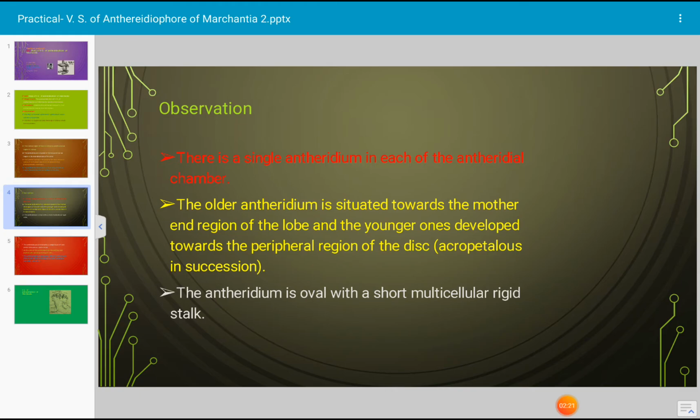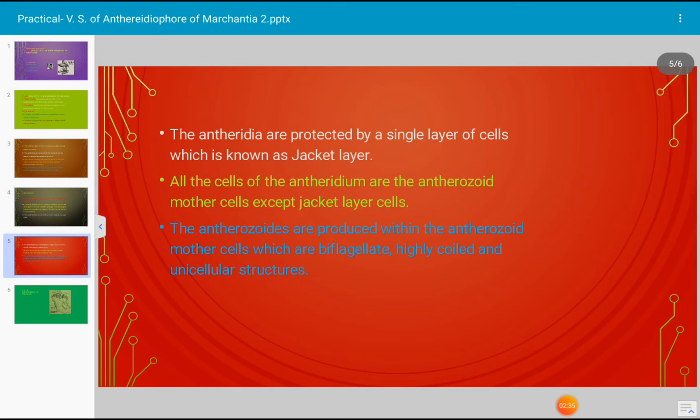The development is acropetalous. The antheridium or the male gametangium of the Marchantia is oval with a short multicellular rigid stalk-like structure. It has a stalk. Next, the antheridia are protected by a single layer of cells known as jacket layer. All the cells of antheridium are the antherozoid mother cells except jacket layer cells. The antherozoids are produced within the antherozoid mother cell, which are biflagellate, highly coiled and unicellular structures. Antherozoids are the male gametes.